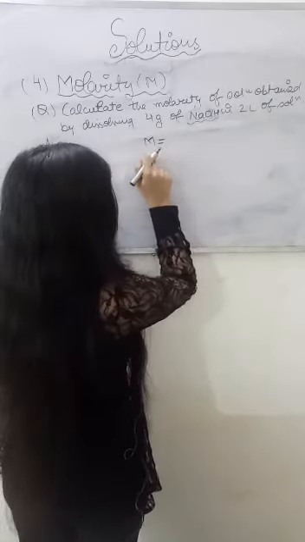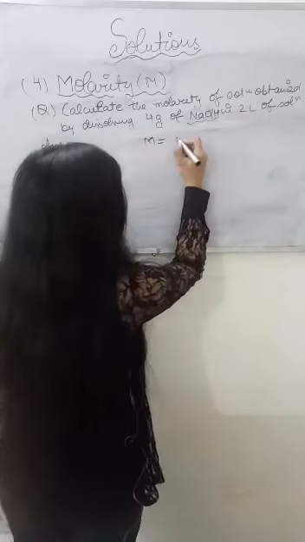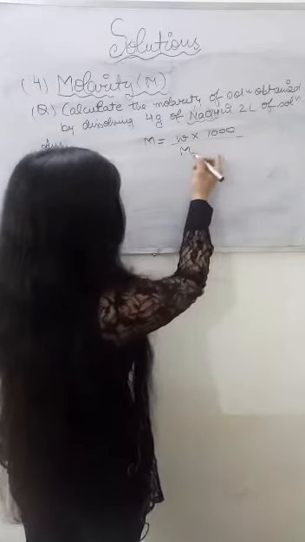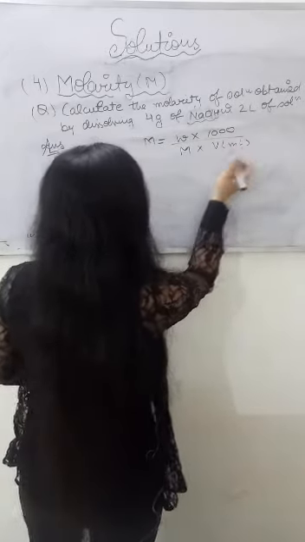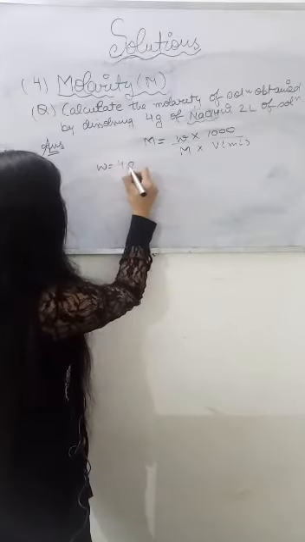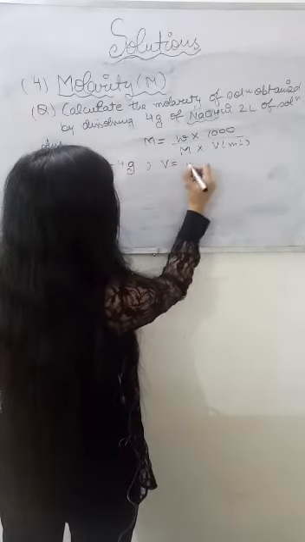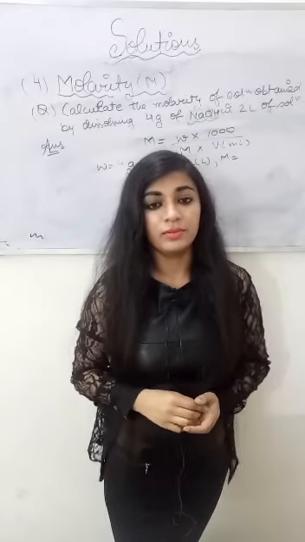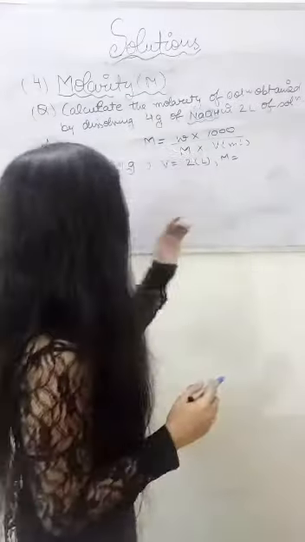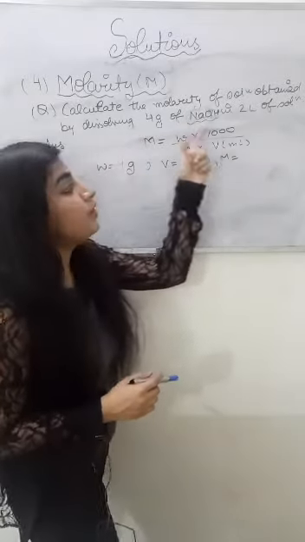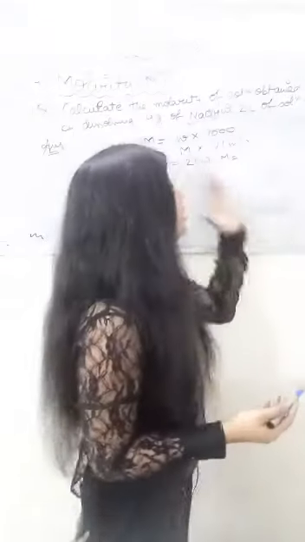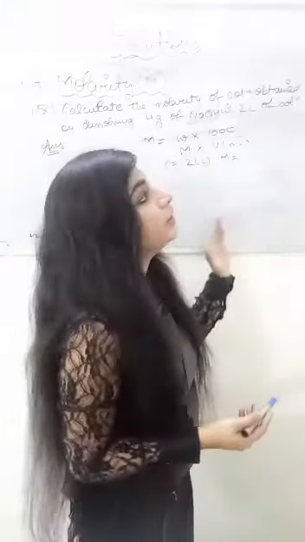M stands for the molarity, and M is equal to W into 1000 by molecular weight into volume in ml. The weight given is 4 gram, and volume is 2 liters. Molecular weight is not given, so how will we find it? Here it is given in the question, 4 gram of NaOH. It is not some unknown compound X, for which we would not be able to find the molecular weight. The compound is clearly given to you, that is sodium hydroxide.